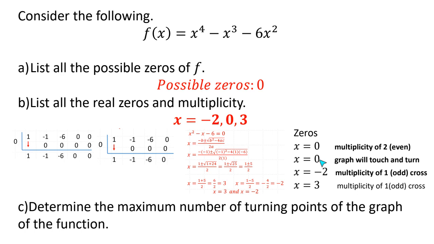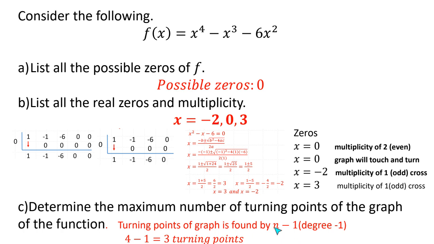The multiplicity of 3 is 1, so it's going to cross. Negative 2 has multiplicity of 1, so it's going to cross. And then 0 appears twice, so it has an even multiplicity, so it's going to touch and turn at that point on the graph. Determine the maximum number of turning points. To find the turning points, we use n minus 1, where n represents the degree. So we have a degree of 4 minus 1, so this should have 3 turning points at maximum.